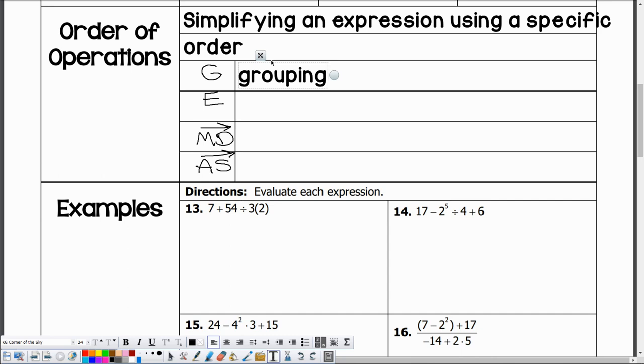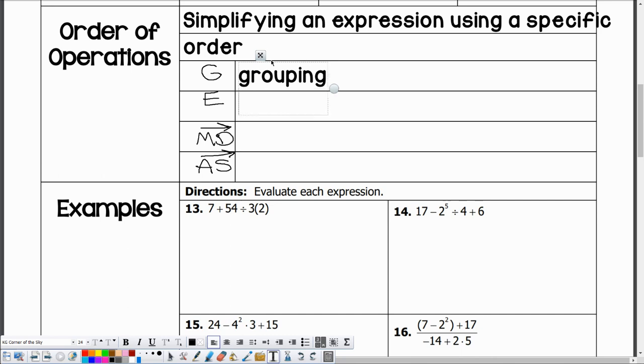Also in a grouping symbol would be if you have a problem where it looks like a fraction, but there's work to do on the top or the bottom. That would be a grouping symbol as well, and you need to group the stuff that's either on the top or the bottom together first before you can go ahead and simplify. So we'll show you what that looks like. On number 16 in the examples is what I'm kind of talking about.